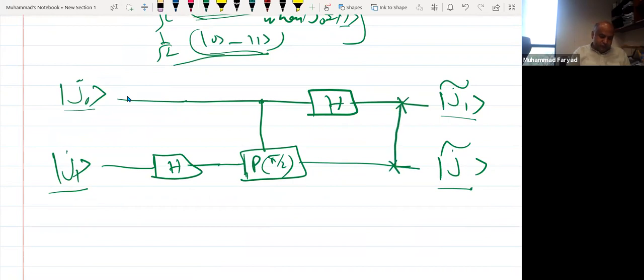So this will take this qubit on top, which is my J0, and this qubit will come here, which is J1. So with this swap operation, now I have perfectly arranged qubits. So this is a circuit for the 2-bit quantum Fourier transform. Any question about this?